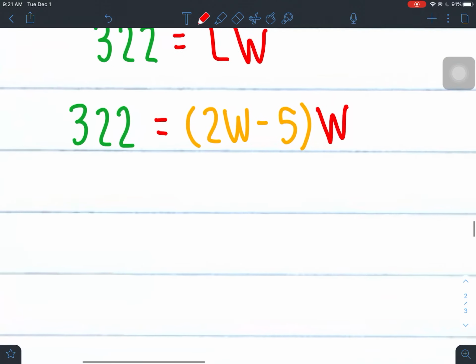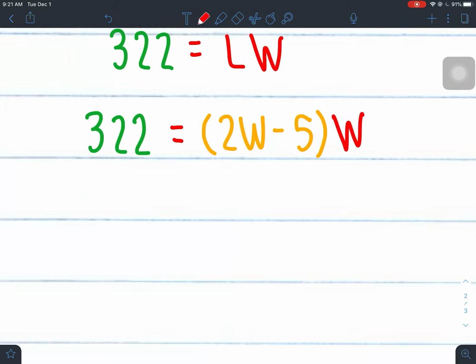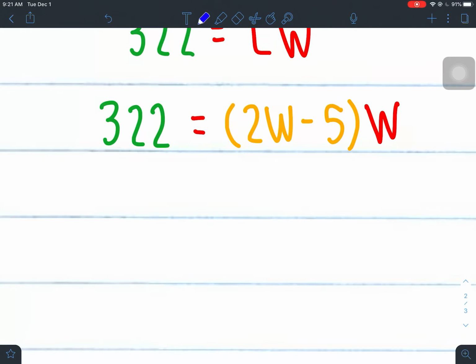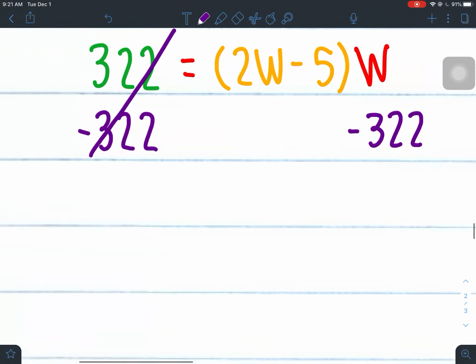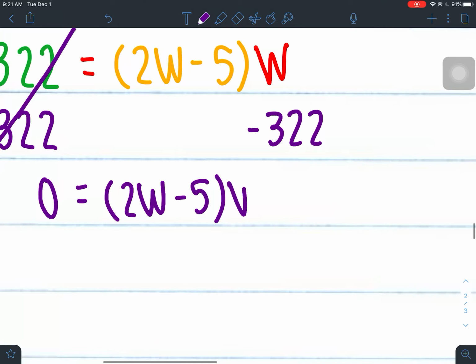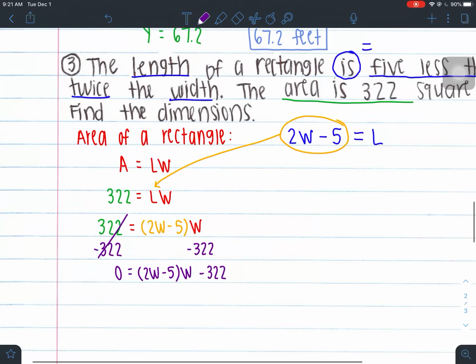Now, I want to use my graphing calculator to help me, but in order to graph something, one side has to be equal to 0. So I need to move everything to one side, which means 322's got to go to the other side. I'm going to move it by subtracting it. So 322 minus 322 is 0 equals 2W minus 5 times W minus 322.